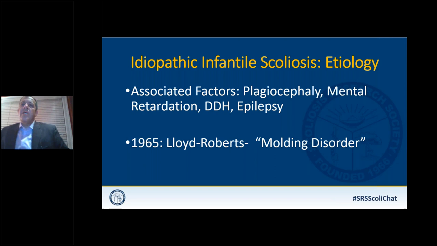In 1965, Lloyd Roberts put together the association of plagiocephaly, DDH, and sometimes foot deformity, and recognized that idiopathic infantile scoliosis most likely represents a molding disorder from intrauterine compression. In fact, IIS has been shown to be more common in firstborn children, women with oligohydramnios, multiparous deliveries, and large babies, again supporting the etiology of a potential molding disorder, at least as an initiating or contributing factor to IIS.